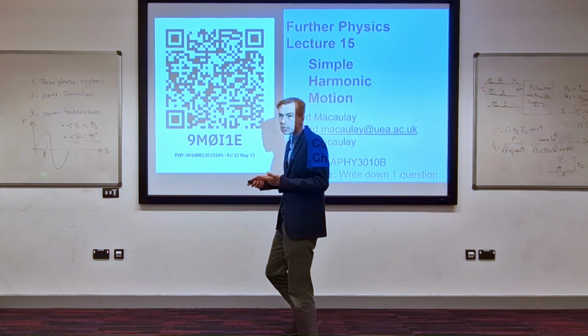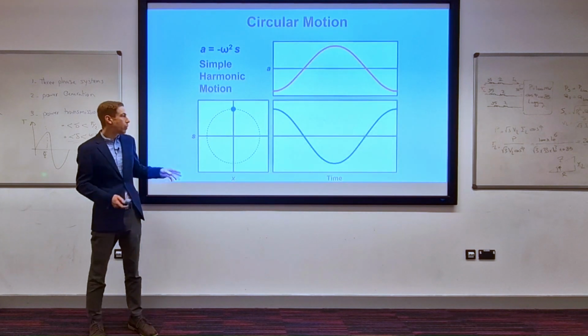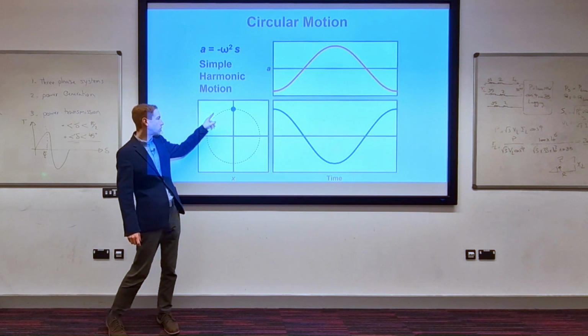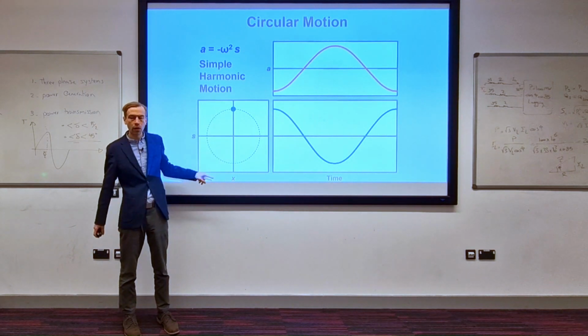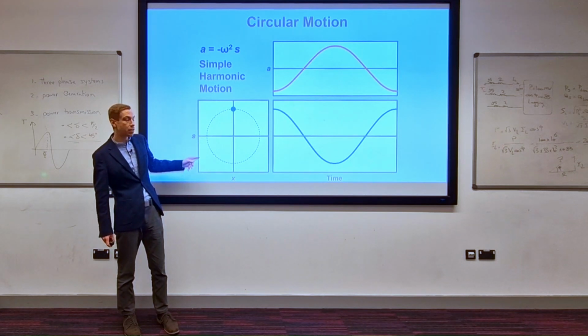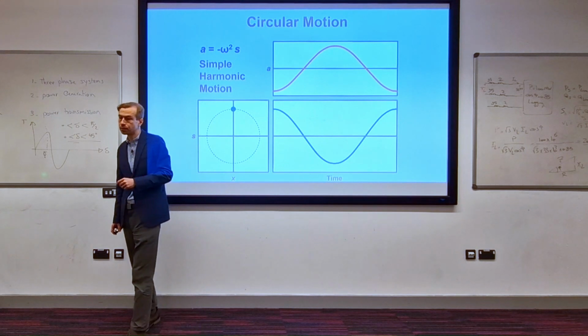So just to pick things up from last time, let's take a look at where we got up to. We were thinking about circular motion last time. We had this object going in a circle. And then if we just looked at one axis here of the position versus time, we get this nice cosine.